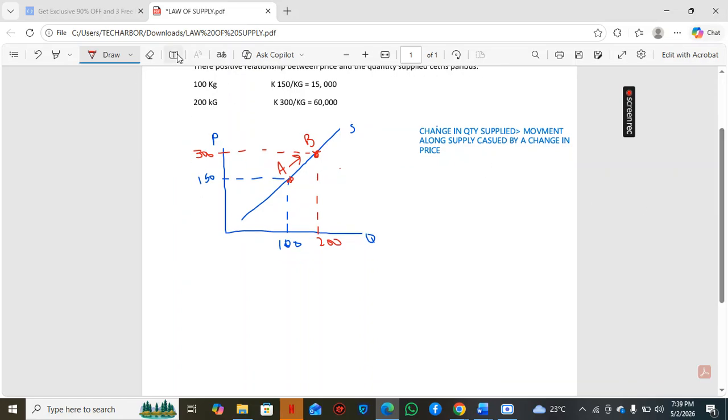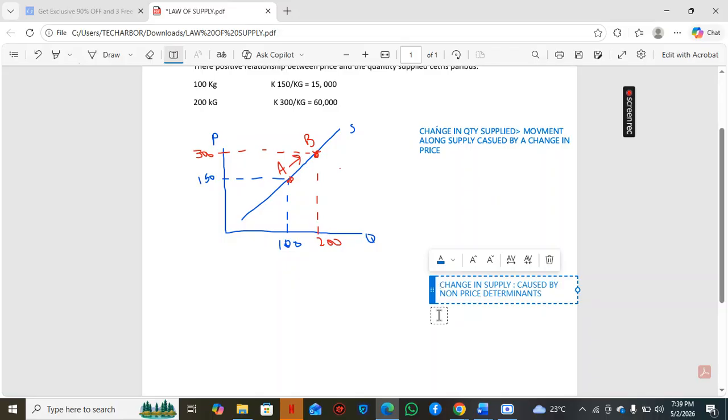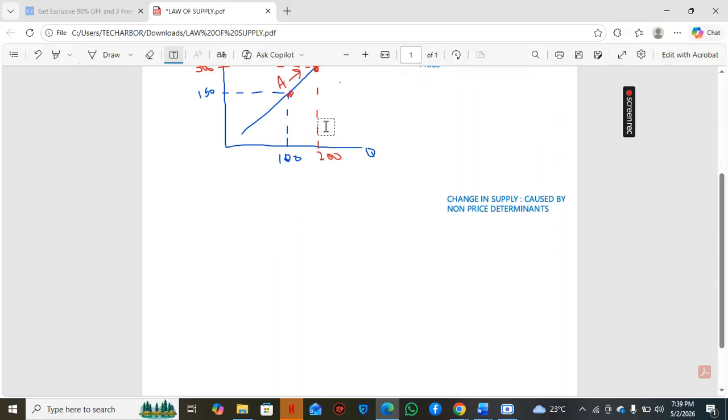And then you have change in supply. This is caused by non-price determinants, meaning price doesn't cause this. So change in supply is where you have shifts in the supply curve.